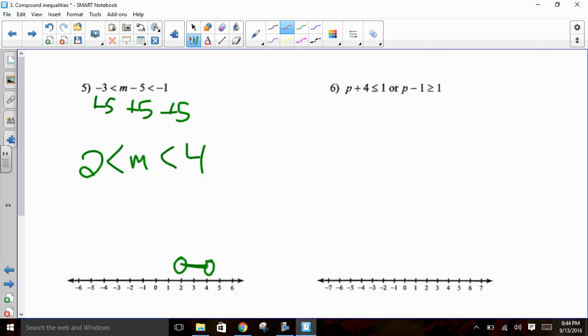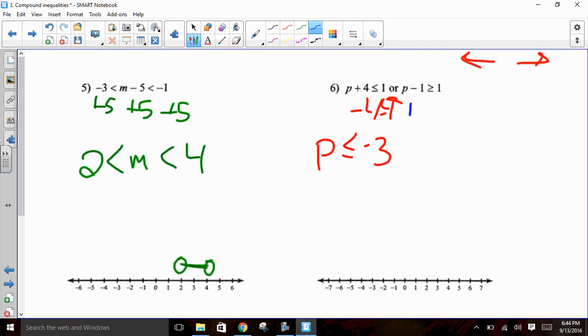Number 6, I see the word or, so I already know I'm going to be facing 2 opposite ways. We're going to have one going this way, one going this way. So let's take a look at that first part. I have p plus 4 is less than or equal to 1. So I'm going to subtract 4 from both sides. So I get p is less than or equal to negative 3. I did not multiply or divide by a negative, so my sign stays the same.